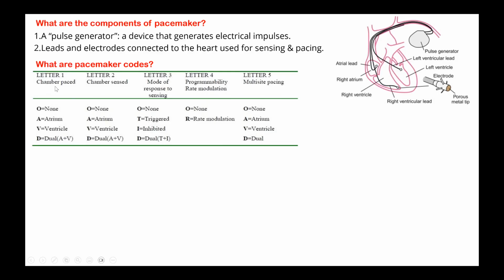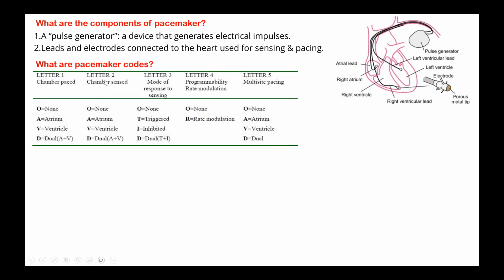So what do you mean by letter 1, which is chamber paced? What is the meaning of this? Is it single pacing or dual pacing? This is the one which is being stimulated. The current is delivered either to the atrium or to the ventricle on the right side, or to both the atrium and ventricle, depending upon the pathology. And the muscle is stimulated when it is delivered. By being stimulated, it is paced.